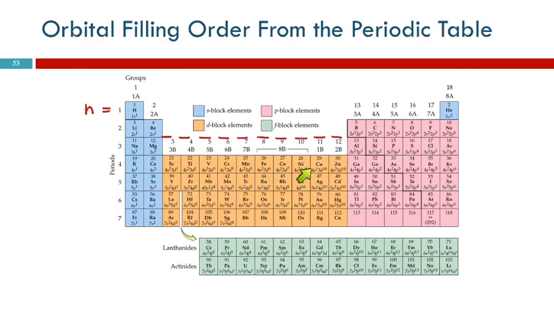Then you fill up all the ds, and you go over here, and now you're into the ps, 4p, and then 5s, and this is sunken again, 4d, 5p, 6s. After that, things get a little crazier. We're not going to go past barium. Any questions?